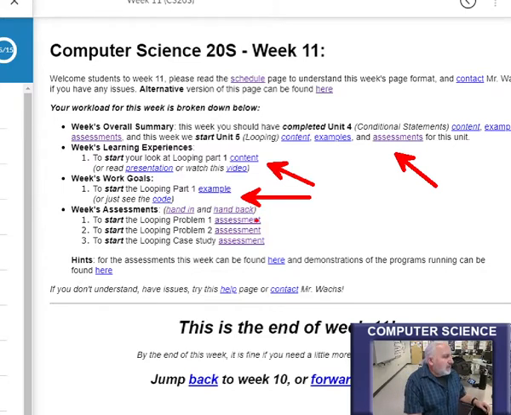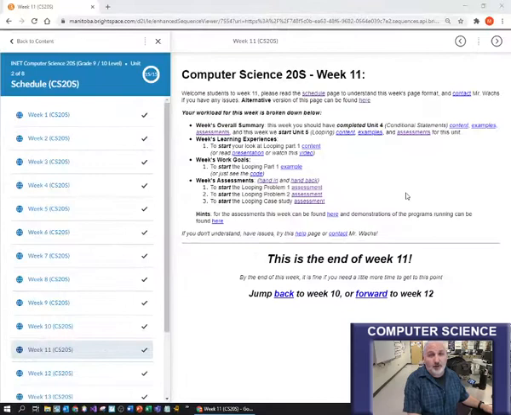You will also be able to now start working on the very first two programming problems of the looping unit and the case study. The problems are going to get a little harder now as we're further into the course, and this is our last unit in preparation towards the final project.